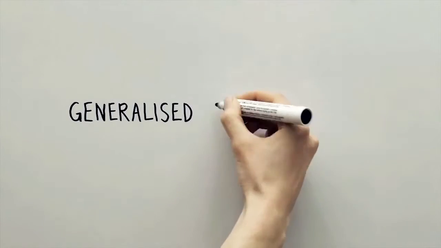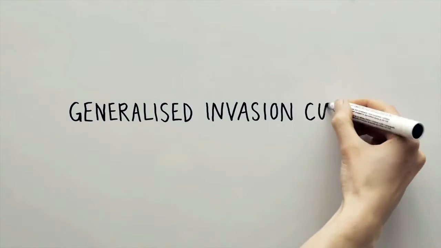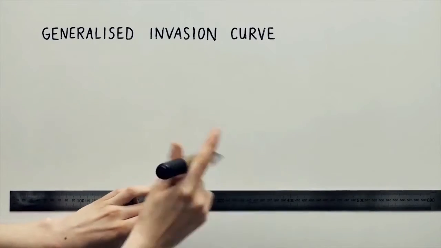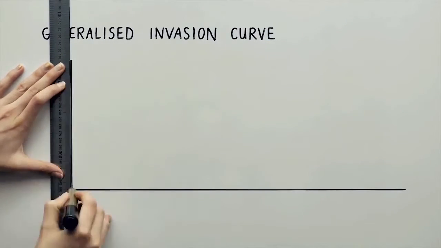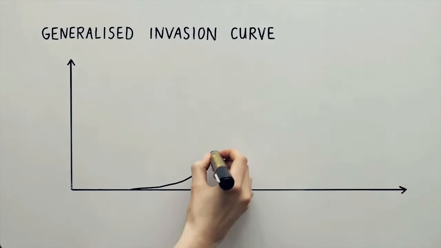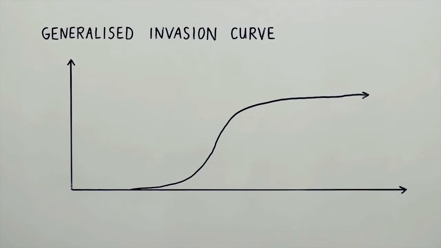The Generalised Invasion Curve is a useful tool to summarise where government, industry and community should direct efforts and investments at various stages of an invasive species incursion. The curve illustrates the increasing area occupied by an invasive species over time.